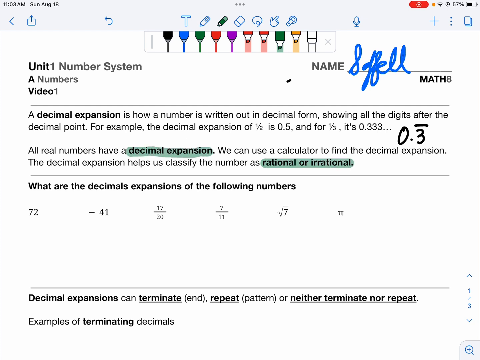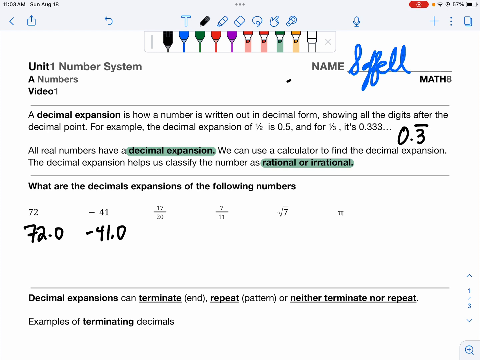Remember, decimal expansion, these are two of our vocab words. When you're thinking about the word expansion, expansion means to make longer. So we are taking a number and expanding its decimals. This first one is kind of silly as we look at it. 72 has a decimal expansion, 72.0, as does -41, -41.0. So those are the decimal expansions for those numbers. It seems silly to write that out, but later it is going to help us remember whether or not a number is rational or irrational.